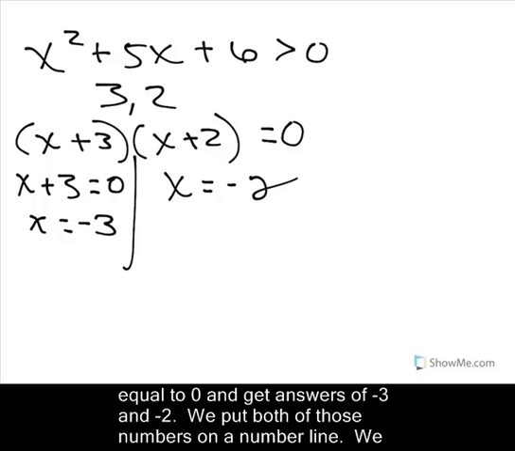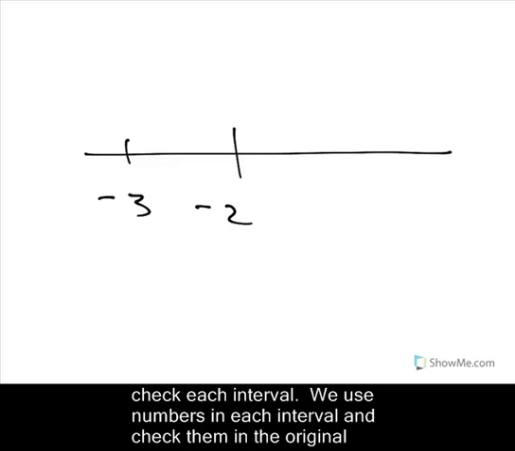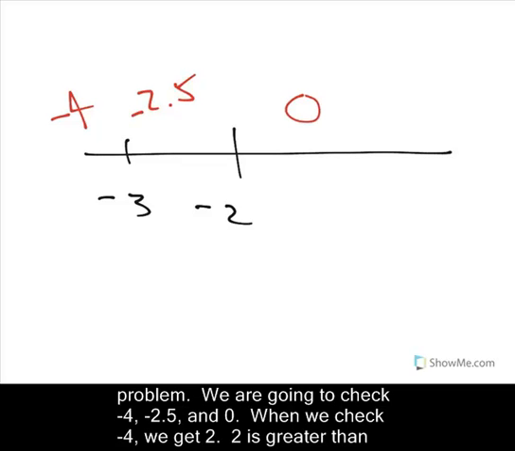So what we do, since it has an inequality, is we take those two numbers and we put them on a number line. So we're going to put -3 and -2 on a number line. And what we need to do is check all of these intervals. So we're going to go back to the original problem and put in numbers that are on this number line. We could put a -4 because that's on the left of -3. We could use -2.5 and maybe we could use a 0. And we want to check those in our original problem and see if they work.